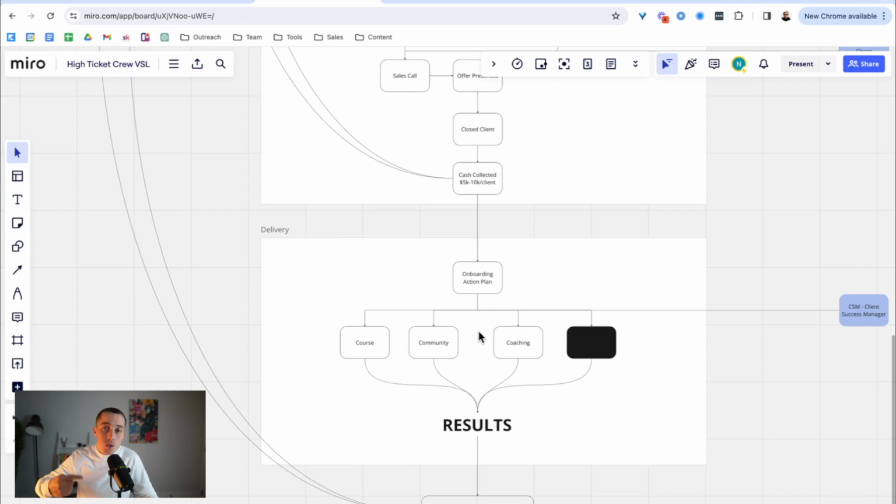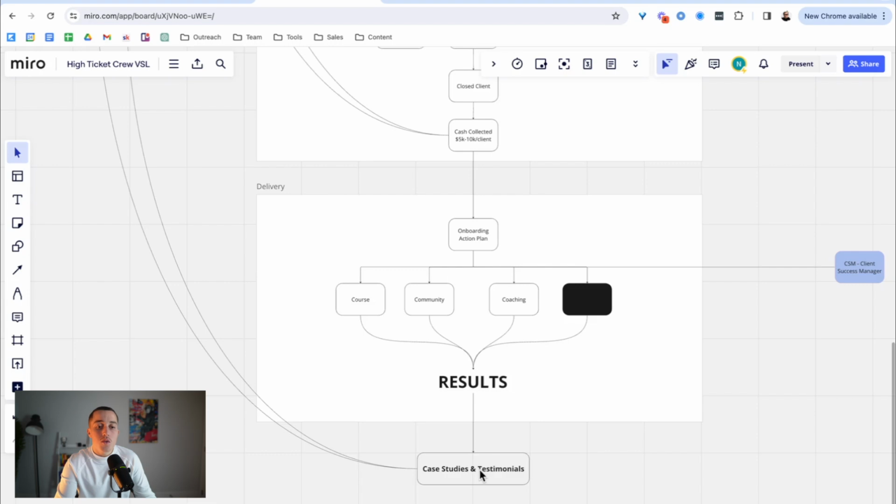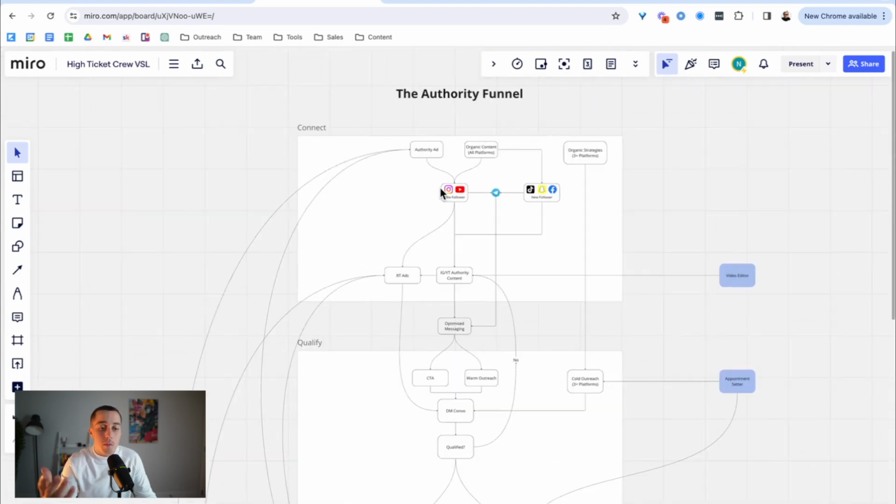Or if you're doing multiple group coaching calls a week, you're probably going to want a CSM to do some of them. That then leads to results. Results then lead to case studies and testimonials. And then with case studies and testimonials, you can repurpose them into your ads, your authority ad, and your retargeting ad. And then again, the whole cycle starts again.